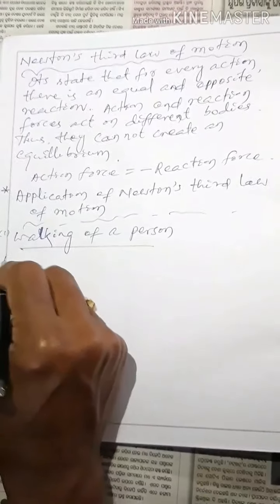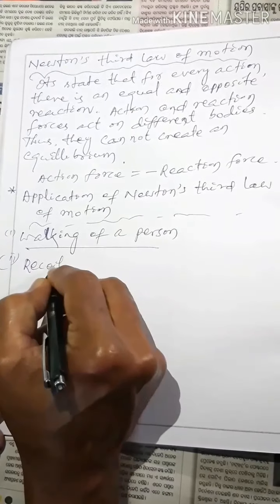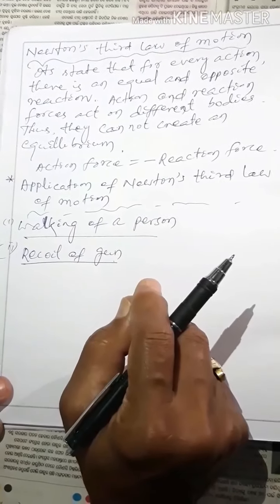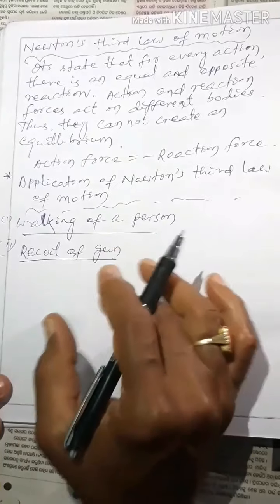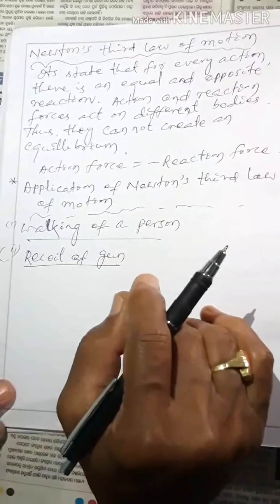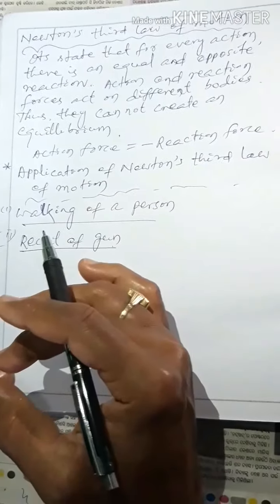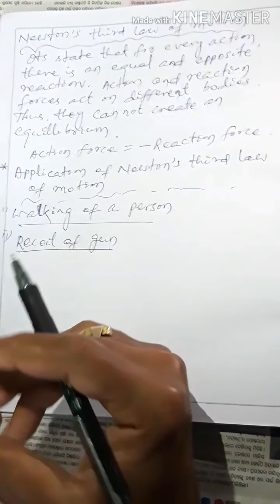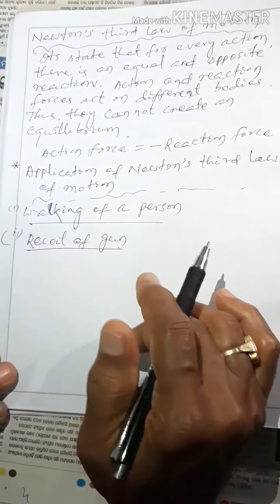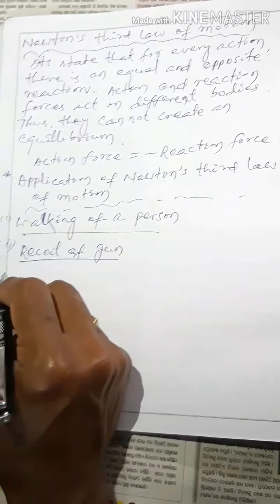Next, second is the recoil of a gun. When a bullet is fired from a gun in the forward direction, the bullet also pushes the gun in the opposite direction with equal magnitude of force. Clear? This is also an application of Newton's third law of motion.